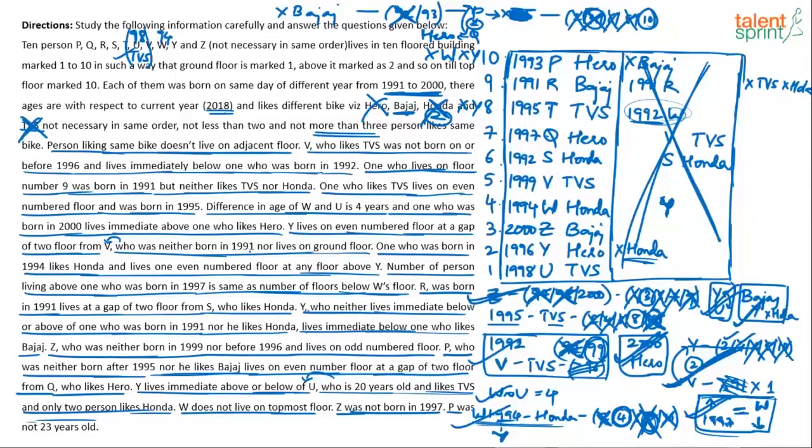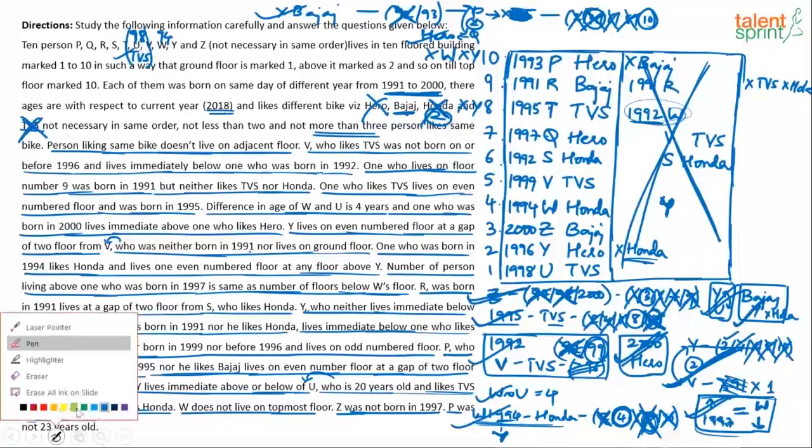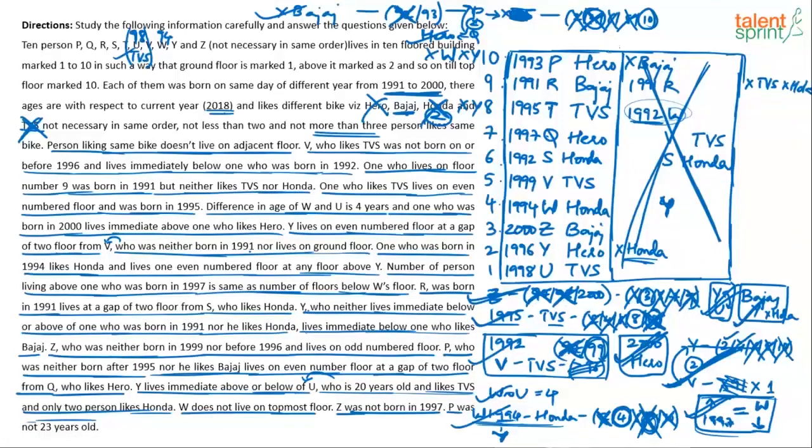I think everything has been ticked right, which means everything has been verified. TVS 1995, this also is done. P 1993 is done. Does not like Bajaj is also done. Yeah. So I think that's the final answer. Let me just put it in a green colored box to highlight the final solution.